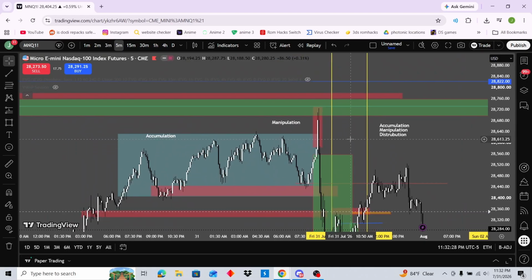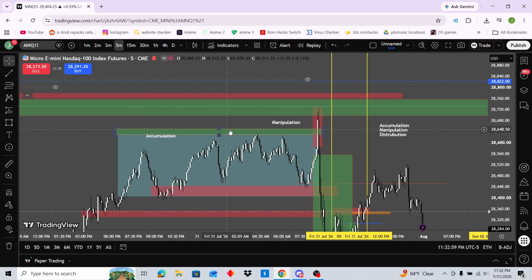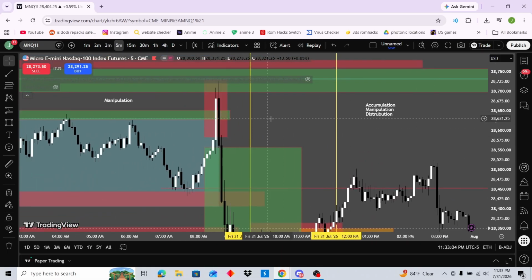So, what is manipulation? Manipulation is simply a false breakout to sweep liquidity. So, what this means is when people see these highs, right, they're taking shorts because every time it touches this box, people are taking shorts so they can hit the trade, right? So, what a manipulation leg is. So there's a lot of liquidity sitting above here. So we need to break it, right?